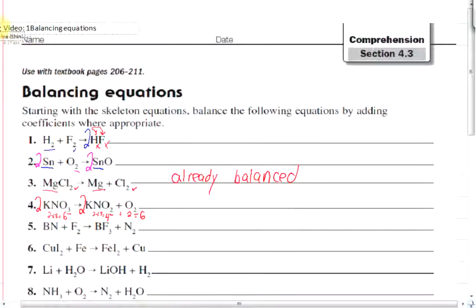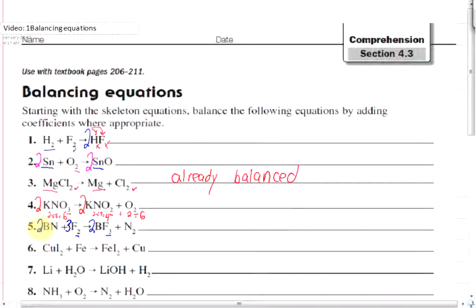The next example also needs 6's. If I look closely, I've got 2 fluorine and 3 fluorine. And the smallest number, 2 and 3, both will divide evenly into is 6. So if I add a 3 here and a 2 there, that's going to give me 6 fluorine. But the 2 also applies to the B. So if I go back, I put a 2 in front of the B, and that's done.